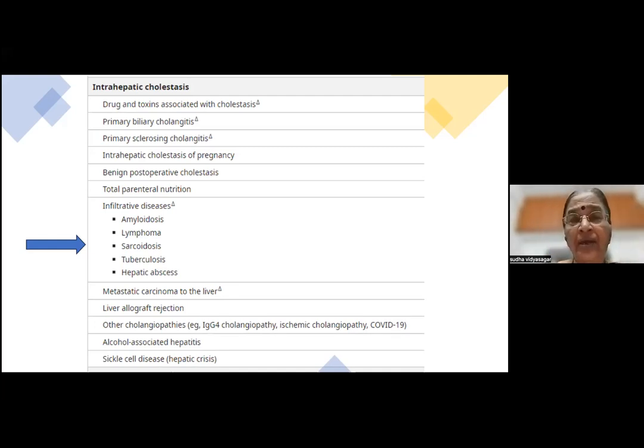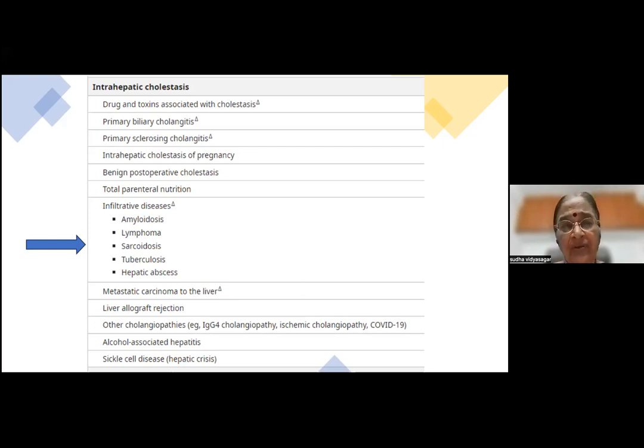Okay, fine. And intrahepatic cholestasis of pregnancy. Then benign post-operative cholestasis, which I haven't talked about. Total parenteral nutrition can also cause this. But look at that big chunk that comes here. This one. That is an infiltrative liver disease.